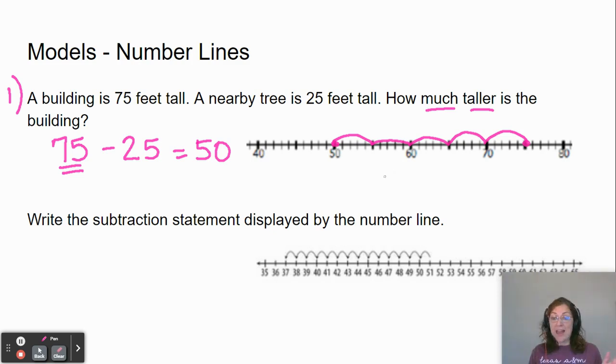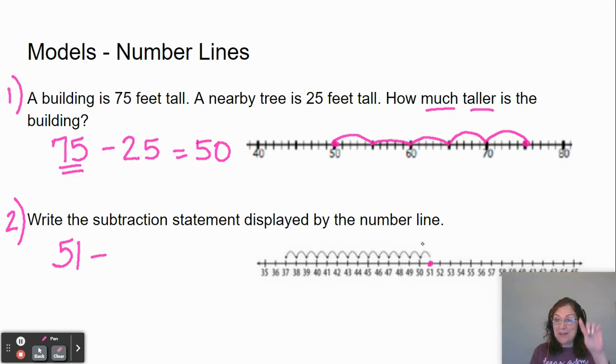This is one way we teach students to do that. And notice they don't have to know anything about stacking the numbers or any of that kind of stuff. Let's look at number two. This time we are given the number line and we want to write the subtraction problem that is shown. So think about, where's your starting point? I see the starting point at 51.